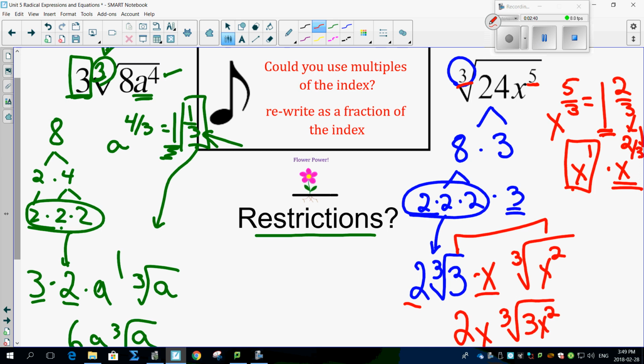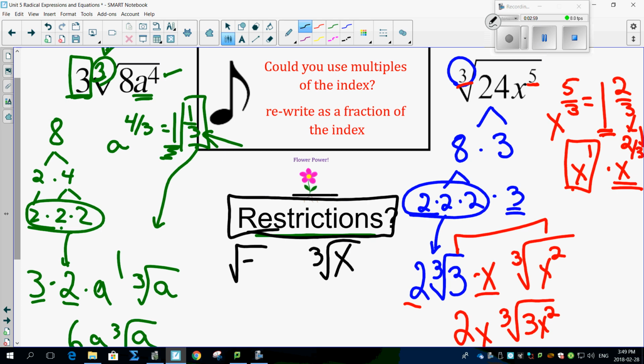Now, the only thing that I haven't dealt with so far is this thing called restrictions. And what do I mean by restrictions? Well, think about it. If you've got a square root of a number, you can't take a square root of a negative. That's a restriction. When you're dealing with cube roots, there's really no restrictions at all. But when you're dealing with square roots, there's tons of restrictions.